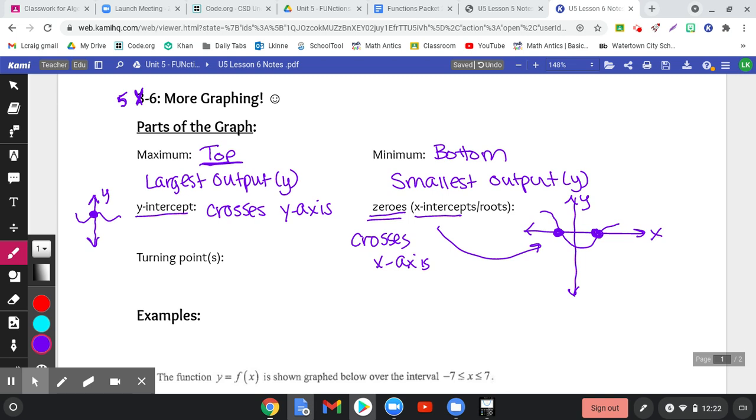All right, turning points are where your graph turns. So if you see something like this, right here would be a turning point, here would be a turning point, here would be a turning point, and here would be a turning point. If it's increasing and then it turns and decreases, that's a turning point. Something like this, that's not a turning point because it didn't turn, it's still decreasing.